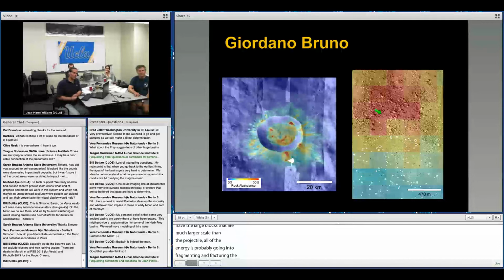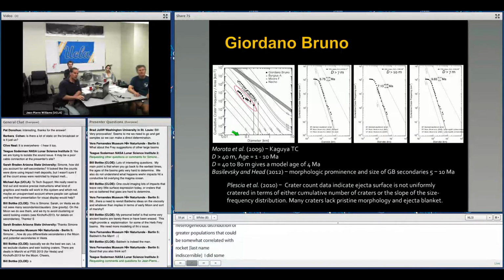So this kind of tells us something: there's already a hint here that there's probably a heterogeneous distribution of crater populations that is maybe somewhat correlated with rock abundances. So anyways, I did some counts on the west side to try and avoid some of these high rock abundance areas and blocks, just to compare with other estimates.